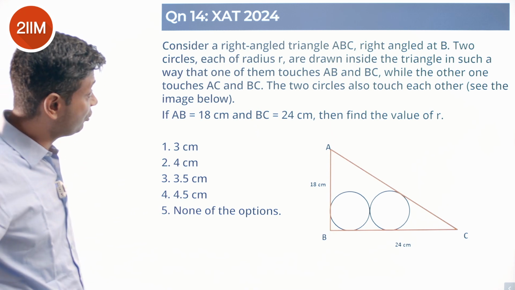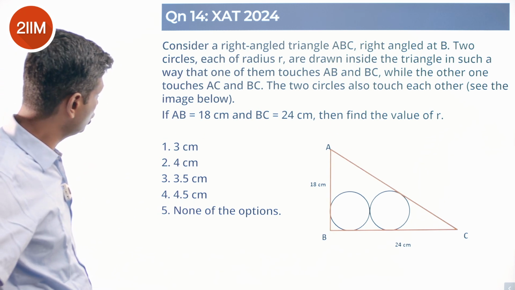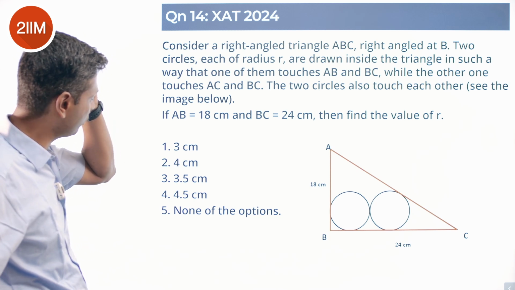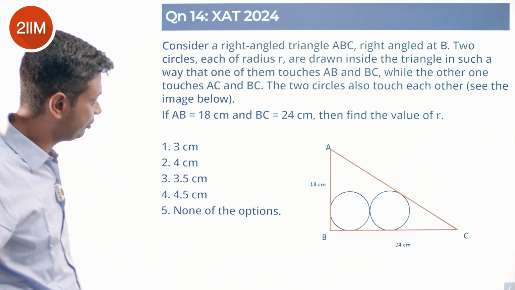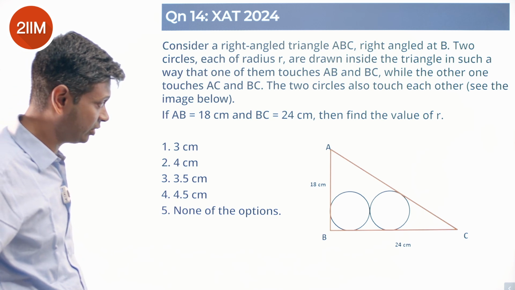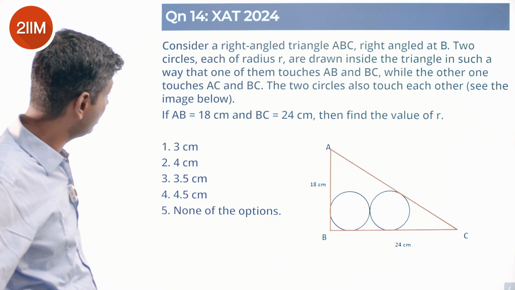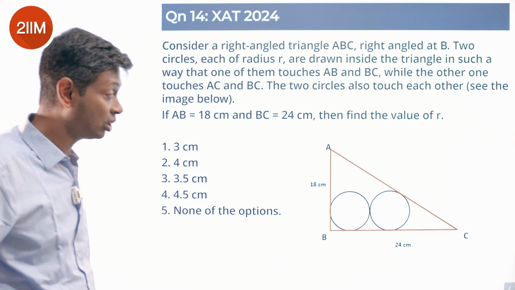Consider right angle triangle ABC, right angled at B. 2 circles, each of radius R, are drawn inside the triangle in such a way that one of them touches AB and BC while the other one touches AC and BC. Oh, nice. 2 circles are drawn inside such that one touches AB and BC. The 2 circles also touch each other.